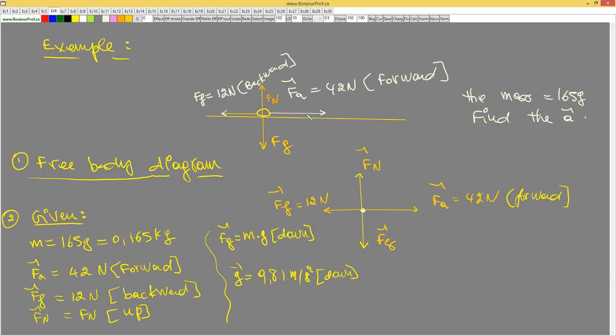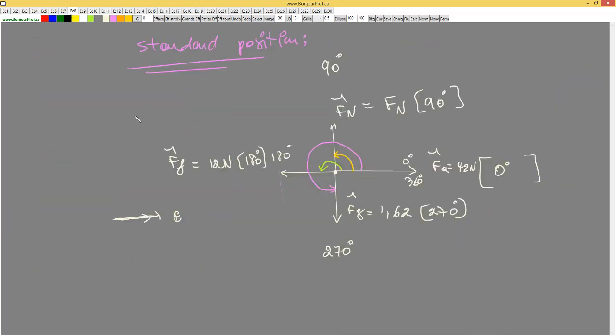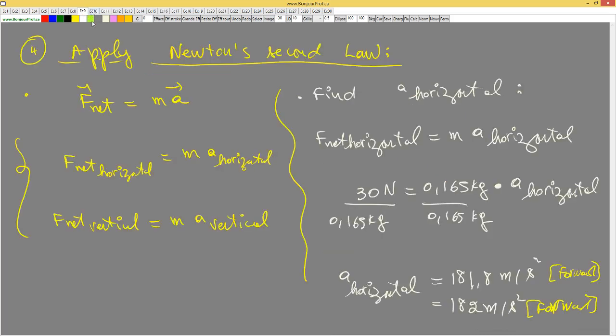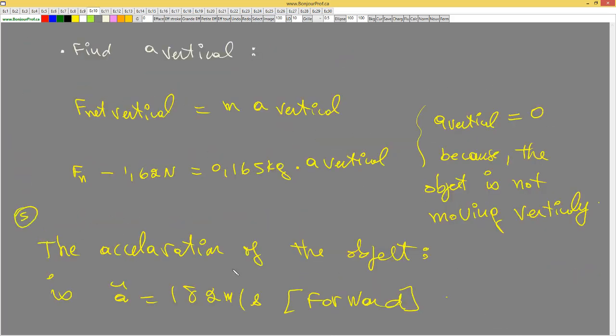So what do you have to say for this? You say the acceleration is what we found. This is the answer, the fifth step. The acceleration of the object is 182 meters per second horizontally forward. So a vertical equals 0. And so we have only horizontal acceleration. We're going to write it: A equals 182 meters per second. You can write horizontal if you want, but there is only one direction.